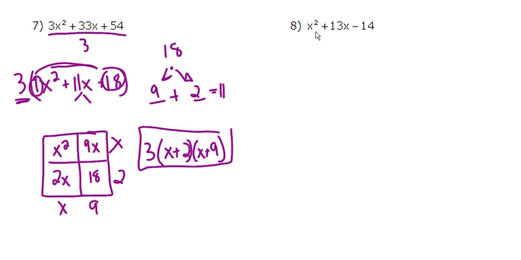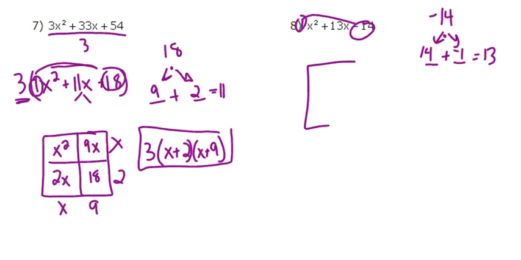So 8, 3 terms. This one doesn't have a greatest common factor besides 1. So if I look, my outside 2 terms, 1 times negative 14 is negative 14. I need to find something that multiplies to negative 14 and adds to positive 13. Now, a lot of times people get lost with these. But look, they're 1 away. That's a hint that it's the number times 1. If I use 14 and 1, and I make the 1 a negative, 14 times negative 1 is negative 14. 14 plus negative 1 is 13. So I'm ready for the box.